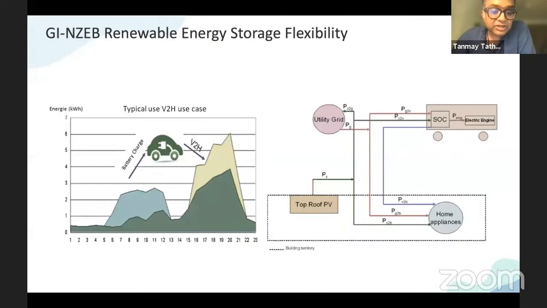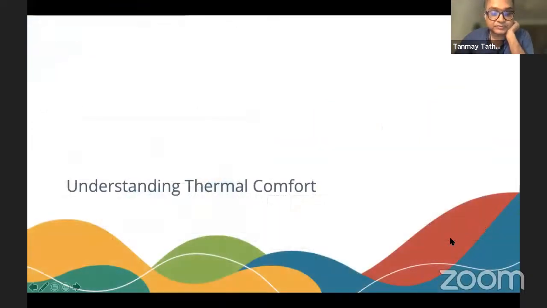And it's possible that one option is, of course, these cars can then go and do their work. But if some of these cars are still not discharged, at the time when there is a peak in the building, my battery from the car can run the building. It can provide energy back into the building. Just one example. So you have a utility grid, your car, your rooftop PV and home appliances, all part of this network.